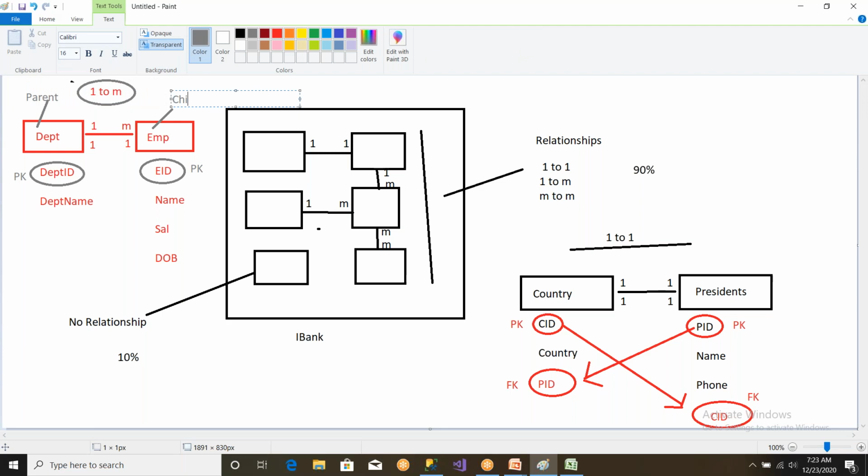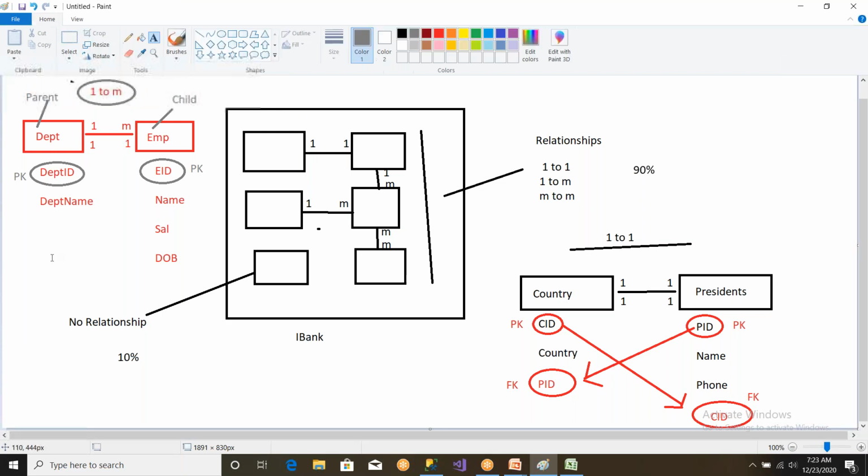So in 1 is to m, you have to identify which is the parent table and which is the child table, because one parent will have many children wherever you have one. So this is where you have one, so this will become the parent table. This one will become the child table. Clear? So be clear which is the parent table and which is the child table.